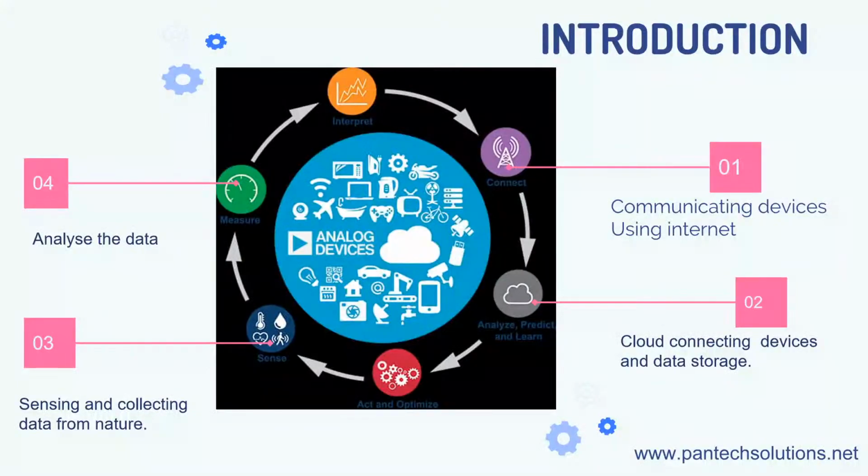First of all, the introduction. The introduction is about the Internet of Things. First, we need to communicate with the device, because the Internet of Things consists of sensors, measurements, some connectivity, and some devices. We are covering all of this in one session. So the first thing is communicating the device using the internet.